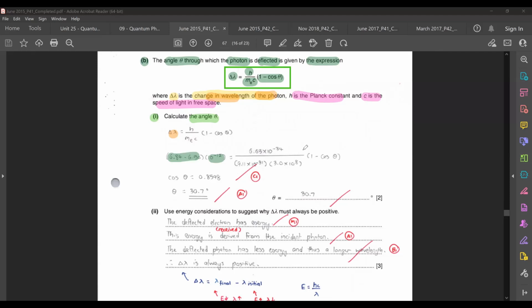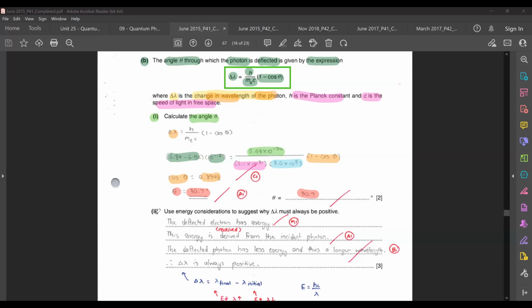And then the rest of the values is something you can get from your data sheet. h is 6.63 times 10 power minus 34. Mass of electron is 9.11 times 10 power minus 31. Speed of light is 3 times 10 power 8. Then subsequently multiply all these with 1 minus cos theta. Cos theta will be this value, eventually giving you your theta as 30.7 degrees. Okay, so this is really just a matter of substituting the values into a given equation to get the answer. Okay, now part 2 is your state and explain question.